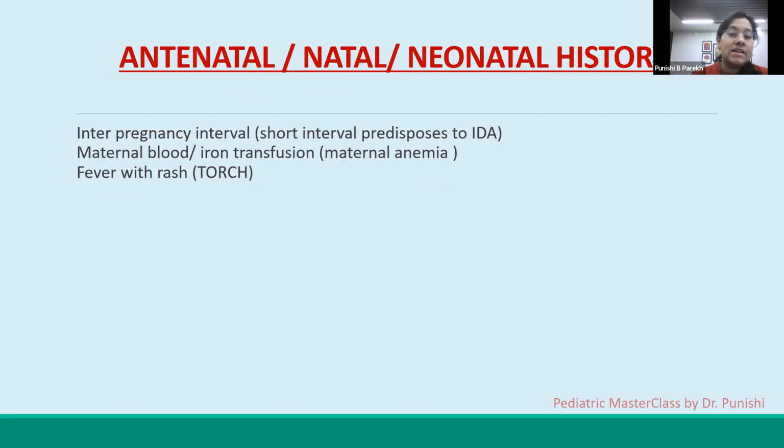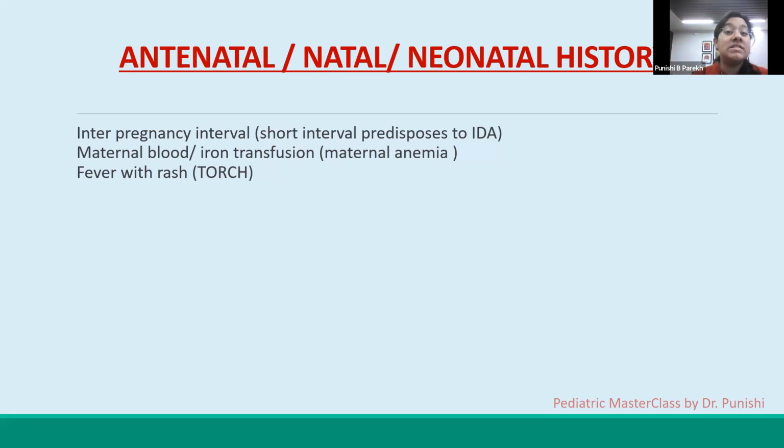Now, when you come to antenatal, natal, and neonatal history, there are certain questions that are pertinent to this particular case. I'm only going to be discussing that. But your format of taking your antenatal, natal, and neonatal history is like any other case. So you'll look at the antenatal history, the first, second, third trimester, birth history, and neonatal history. But when I'm looking for specific questions, one important question is, say it's the second or third child, it's not a primary mother. First question important is your interpregnancy interval.